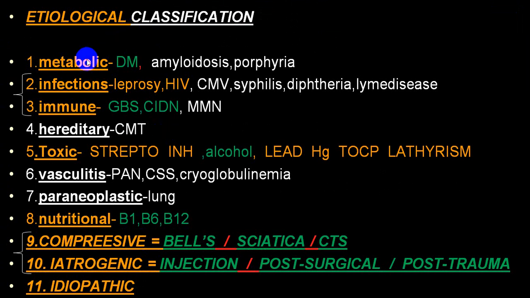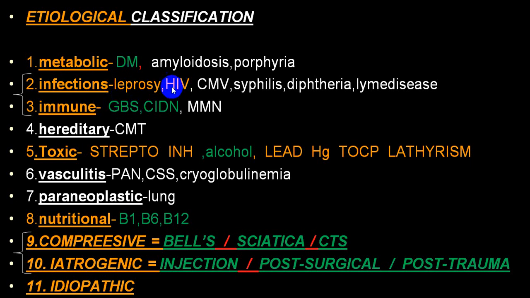Etiological wise, by and large, I put it into these two. This will be acute variety like infection, immune, or we call autoimmune groups, compressive groups, and iatrogenic groups. These are common in acute variety, while others will go into what we call a subacute or chronic variety like metabolic, and the most common is diabetes mellitus. Another common which you will come across, which comes slowly, that will be GBS.